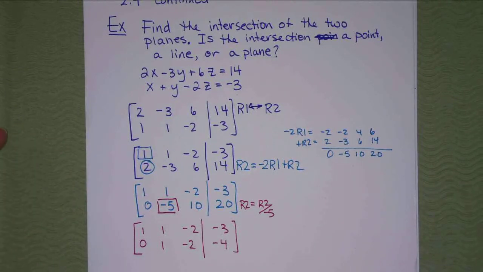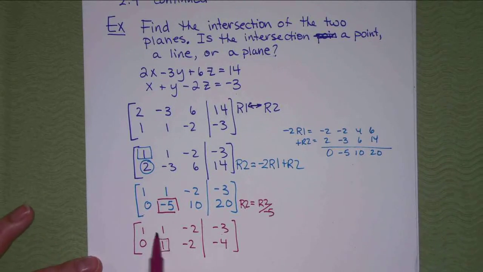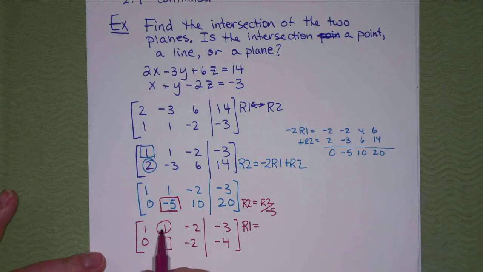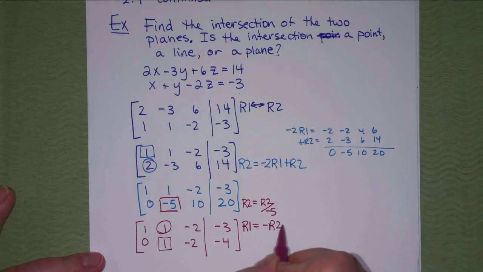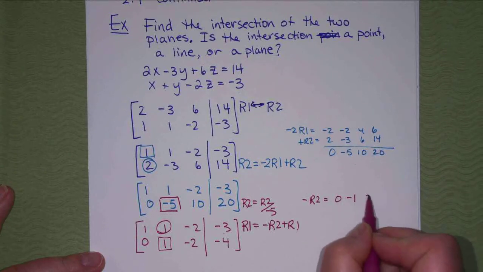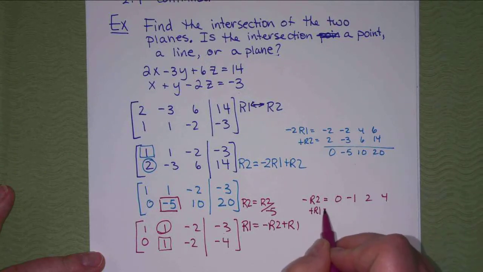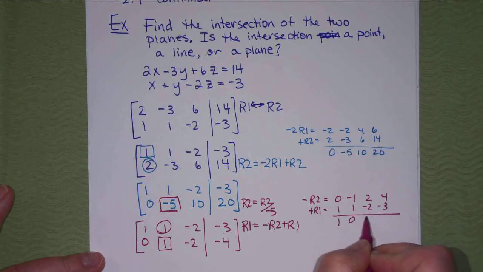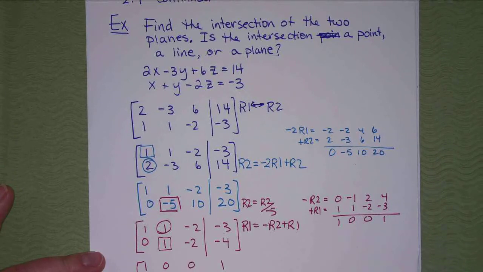And then what? So we made our 1. That needs to be a 0. So that's in row 1. It's a 1, so the lead one needs to be negative 1. So negative 1 times row 2 plus row 1. So negative row 2 plus row 1. That's our new row 1. We didn't change row 2.